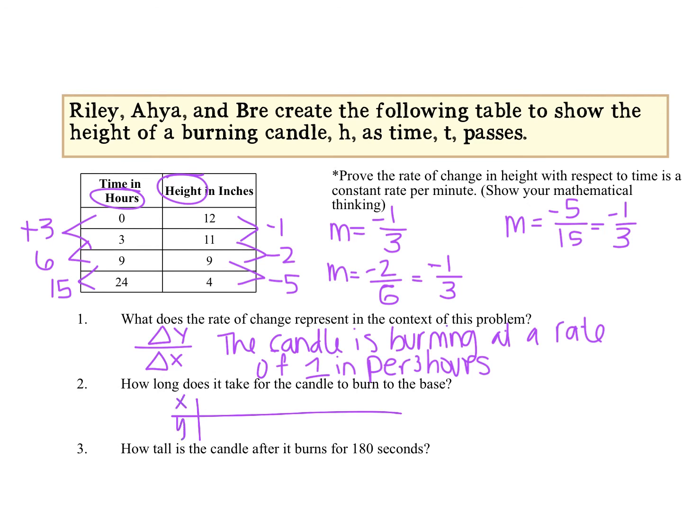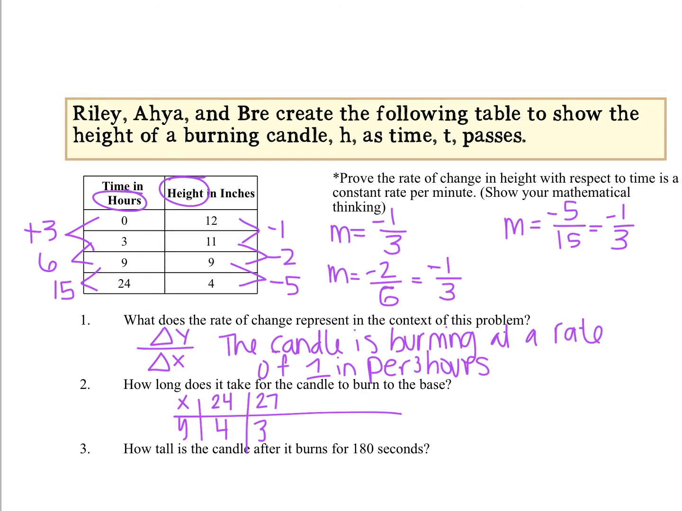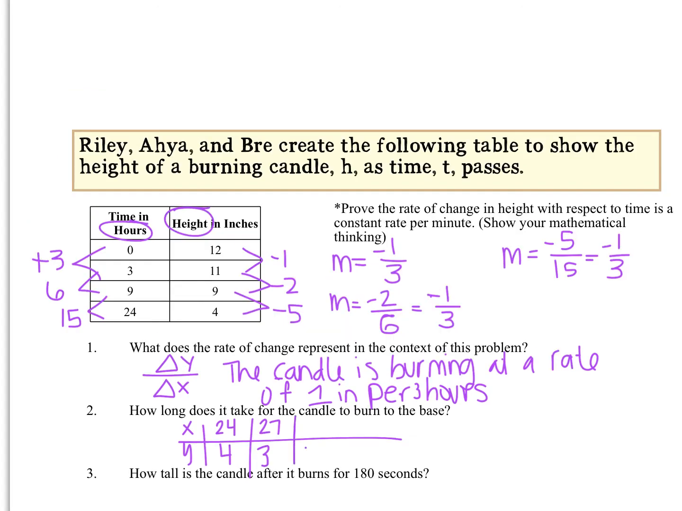So I'm just going to rewrite my table here. At 24 hours, it's 4 inches tall. So I'm going to go down an inch every 3 hours. So when I get to 27 hours, it will be 3 inches. I'm going to go down an inch every 3 hours, so another 3 hours have passed and it's gone down an inch, another 3 hours, and I will finally get to, at 36 hours, it will have burned to the base.